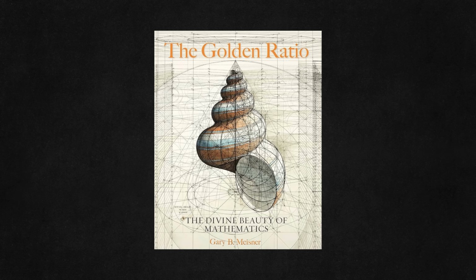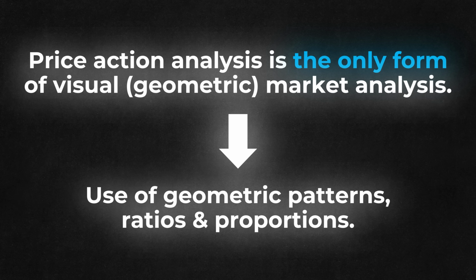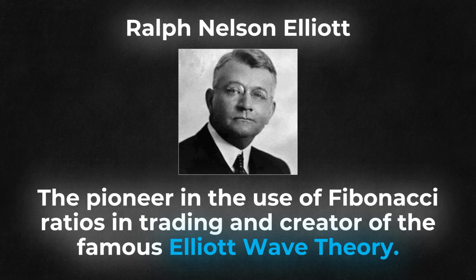This course only demonstrates the very tip of the iceberg of how Fibonacci numbers and ratios occur in nature, art, and human behavior. When we recall that price action analysis is the only form of visual market analysis, we can see why the golden ratio began to be used by traders. Price action analysis is a geometric way of analyzing financial markets, so it logically follows that traders will inevitably attempt to find different geometric patterns, ratios, and proportions in the price charts. The pioneer in the use of Fibonacci ratios in trading is Ralph Nelson Elliott, the man behind the development of the famous Elliott Wave theory in the 1930s.